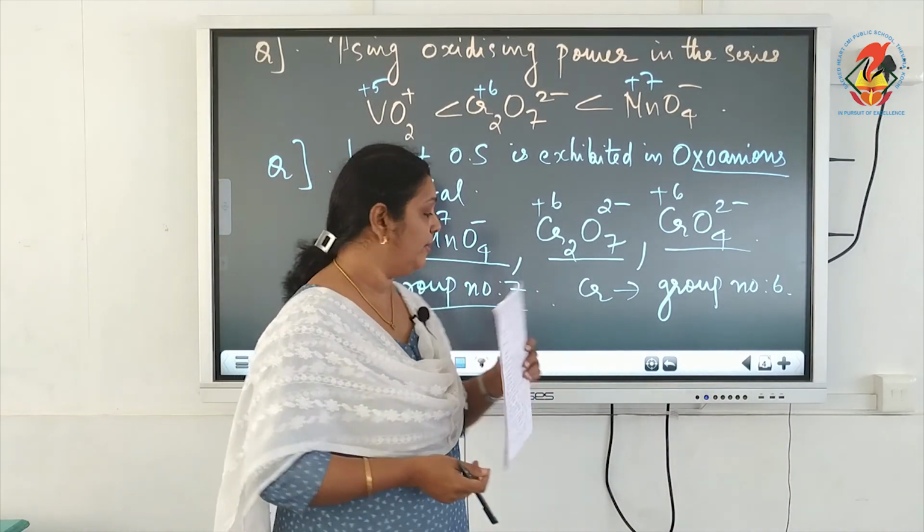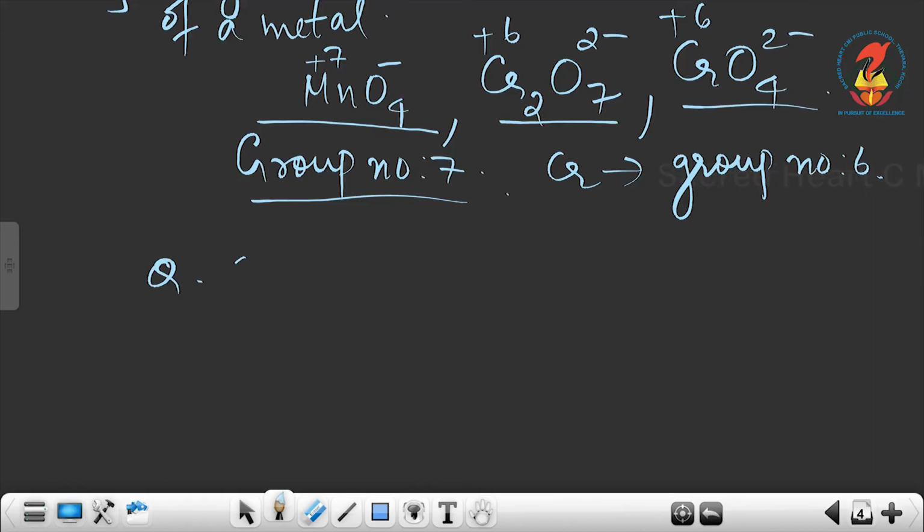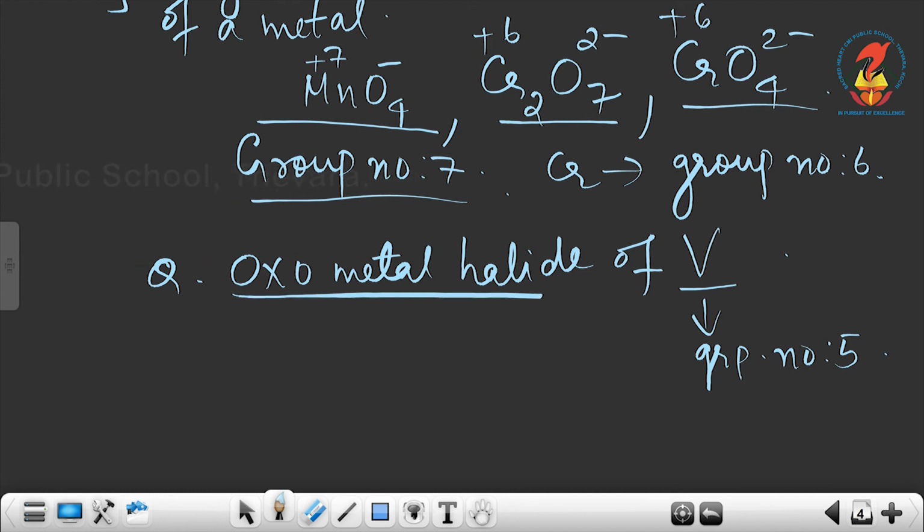Now we have another question. Name an oxometal halide of vanadium showing highest oxidation state equal to group number. Now vanadium is in group number 5. So you have to write an example of an oxometal halide of vanadium. So the answer is VOX3, where X is a halogen.